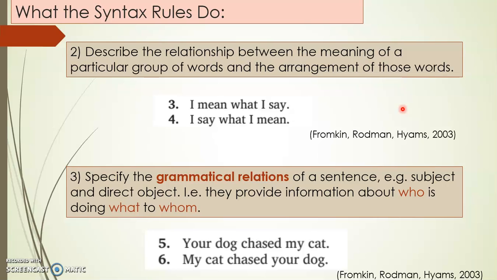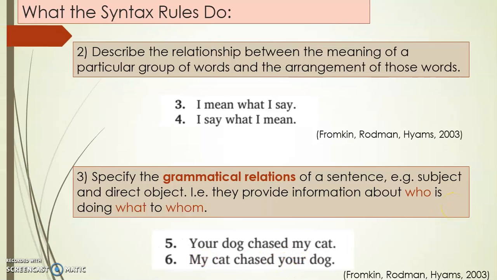They also specify the grammatical relations of a sentence. For example, the grammatical relations as regards the subject and the direct object. So, your dog chased my cat. So your dog in this case is a subject, my cat is an object. So they provide information about who is doing what to whom. In this case, we have my cat chased your dog, and the relationship described here, what the subject is and what the object is. Okay.